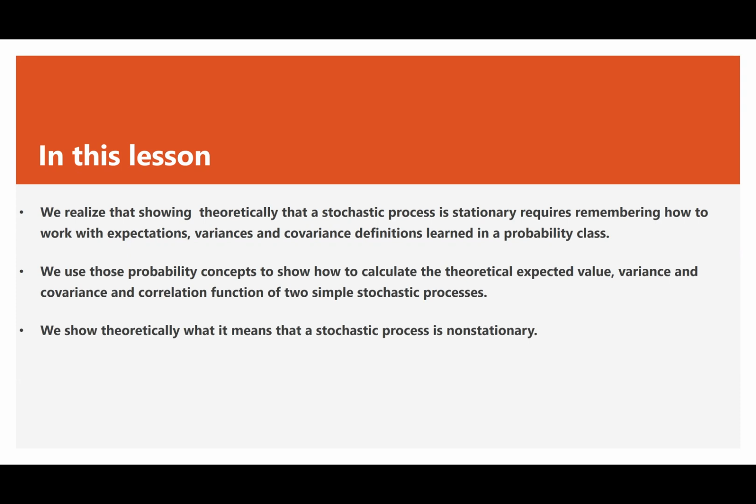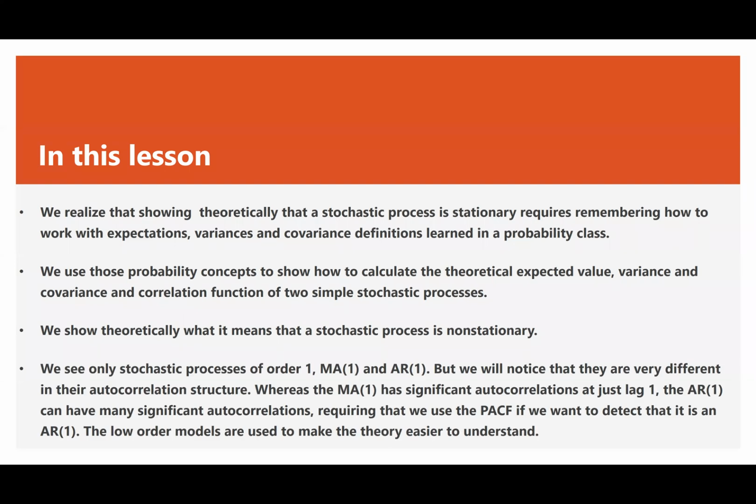We are going to show theoretically also what it means that a stochastic process is non-stationary. We are going to see only stochastic processes of order 1, such as the moving average of order 1 and the autoregressive model of order 1. But we are going to notice that they're very different in their autocorrelation structure. Whereas the moving average has significant autocorrelations at just lag 1, the autoregressive model of order 1 could have many significant autocorrelations. And that is going to require that we use the partial autocorrelation function if we want to detect that the process is an AR1 process.